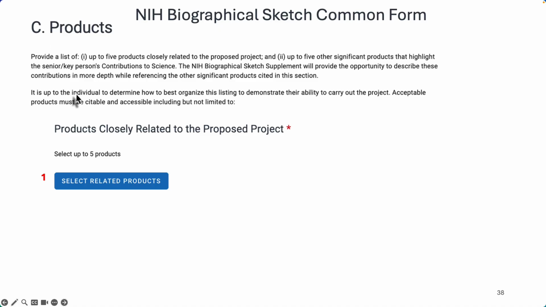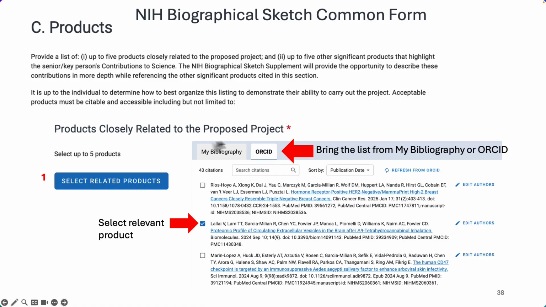Section C, products. These are the products closely related to the proposed project. You will select up to 5 products. Click on Select Related Products. If you completed My Bibliography and have your citations ready there, you will have access to those. It's just a matter of selecting the ones relevant to the related project, the submission. Or, if you have ORCID populated with your citations, you can select those from ORCID. Either way or both.